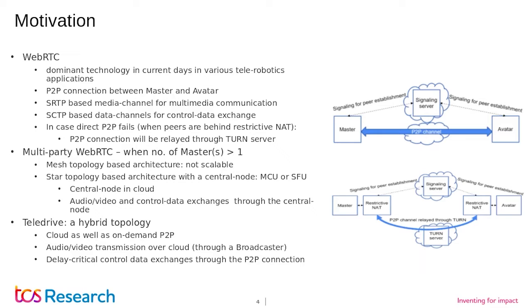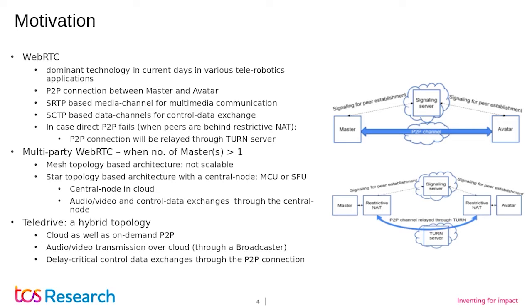In mesh topology, suppose there are n pairs, then each of those n pairs will establish a one-to-one connection with every other n-1 pairs. So if n starts increasing, it will create a total of n factorial number of connections, which will not be scalable at all. Star topology is a better option for that. It can be MCU based or SFU based.